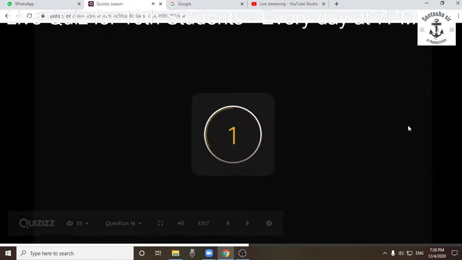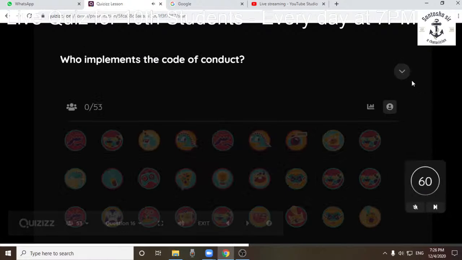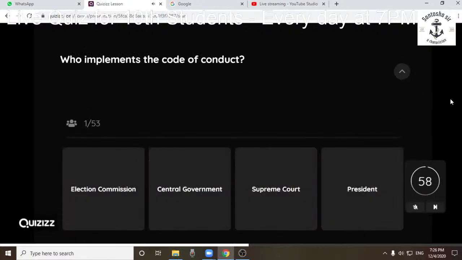Question number 16. Who implements the code of conduct? Code of conduct is implemented by which position or person, which designation? Who implements the code of conduct? You have 35 seconds more.